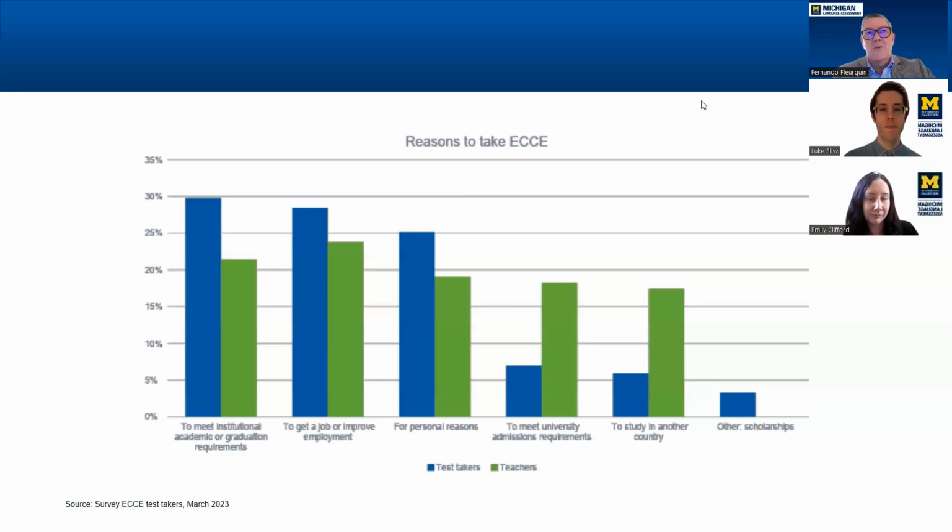For personal reasons, there were a good variety of test takers who also thought that they wanted to, and they expressed this in different ways, to meet university or admission requirements if they're interested in going to another university or studying in another country. But those are the two. There are many more teachers that think that this is what test takers are going to do. It seems that test takers are not planning to use ECCE to go somewhere else or to apply to a university. And the last one was scholarships.